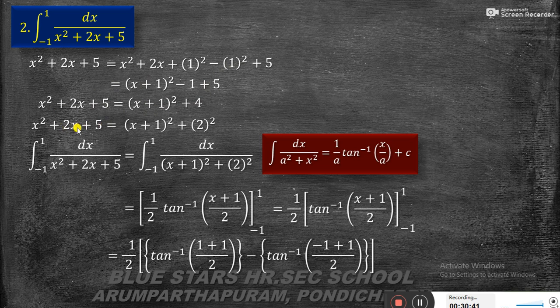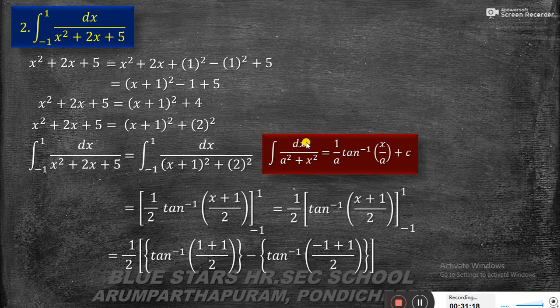Therefore x square plus 2x plus 5 equals x plus 1 whole square plus 4, which we write as 2 square. So therefore integral minus 1 to plus 1 dx by x square plus 2x plus 5 equals integral minus 1 to plus 1 dx by x plus 1 whole square plus 2 square. I substitute this in the denominator because here we find the answer: x square plus 2x plus 5 equals x plus 1 whole square plus 2 square.